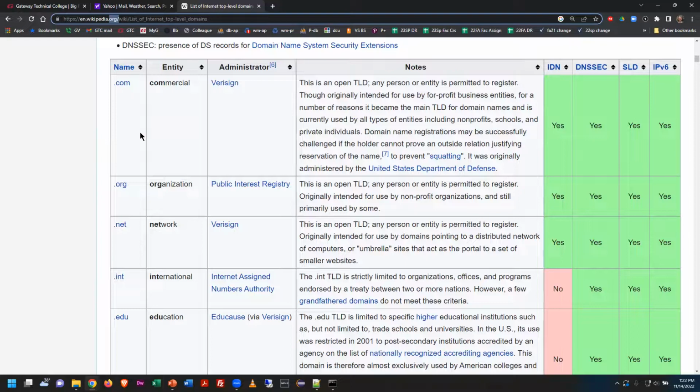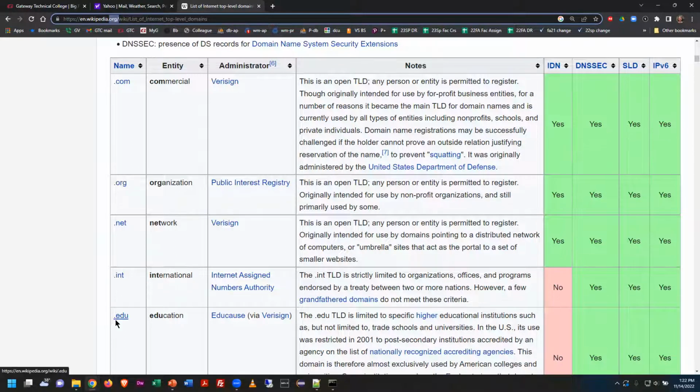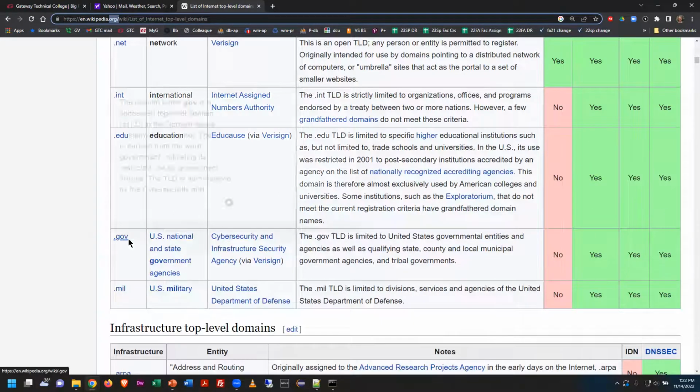So we'll have some for companies, some for organizations, some networking companies. These can be for international ones. That can be for schools. This can be for the government and the military. And that should be enough. I mean, how many websites are there going to be, really, right? That was kind of the thinking originally.